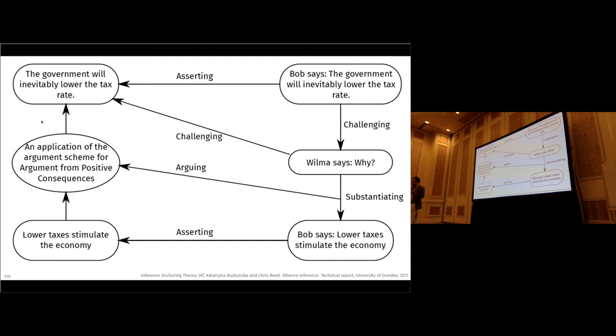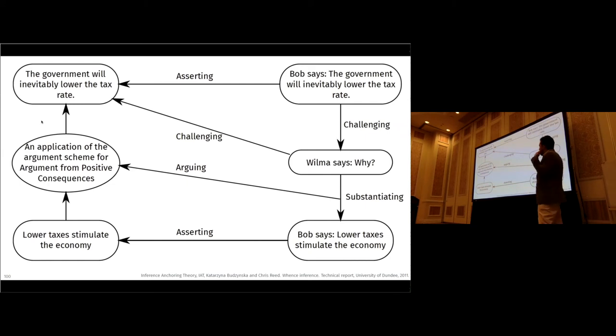This bit here is substantiating this bit at the beginning. And there is also the connection between who is saying what and what is said. So Bob says the government will inevitably lower the tax rate. This means that there is an agent, Bob, asserting a specific statement. And the substantiating act can be transformed into an application of the argumentation scheme for positive consequences, for instance, that has as a premise this assertion coming from the substantiating element here, while this why is challenging this conclusion. So in essence, on the left side you have very much what we were discussing this morning in terms of argumentation schemes: a premise, an application of an argumentation scheme, and the conclusion.